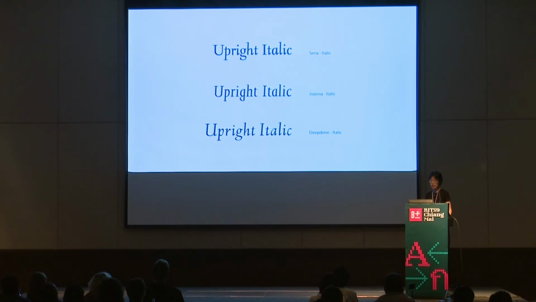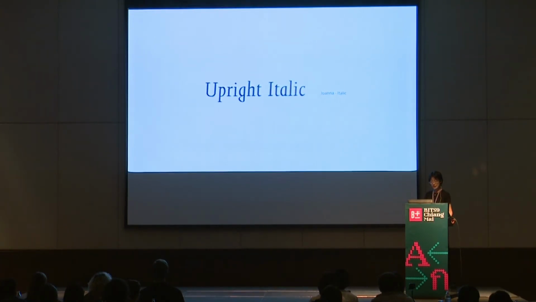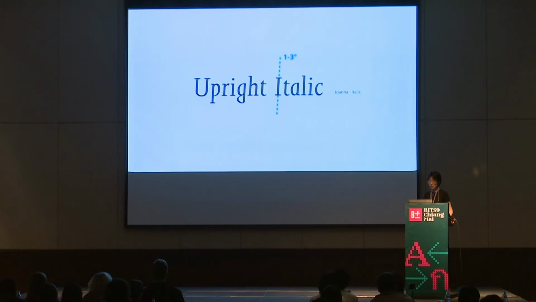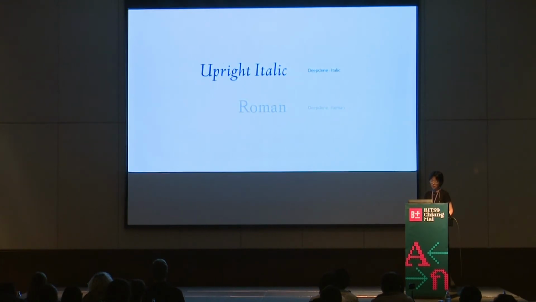This time, we chose an upright italic style rather than the regular italic style. Upright italic has a cursive style but remains upright. Sylvia, Joanna, and Dipdin are three font families that are upright italic or near upright italic. By analyzing these upright italic typefaces, we found that the slope angle of the small cap letters was from 1 to 3 degrees. And most of them were distinguished from the Roman by a cursive style.